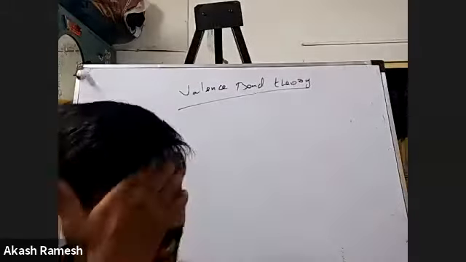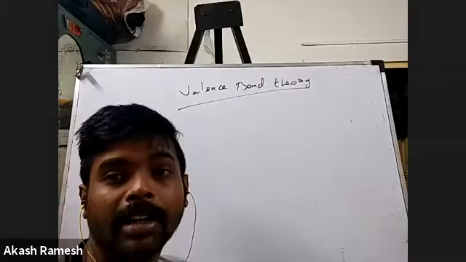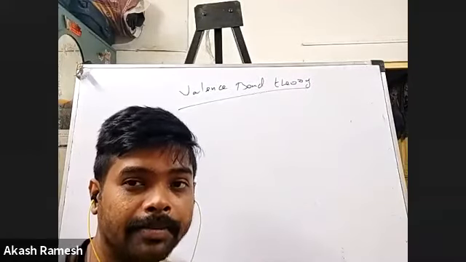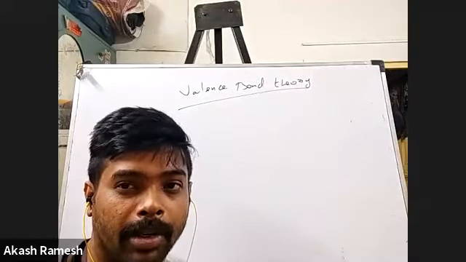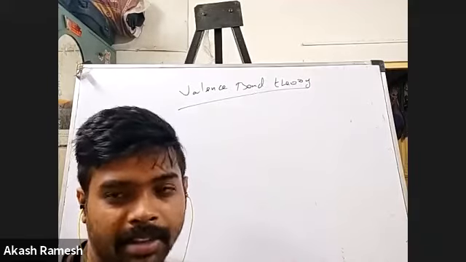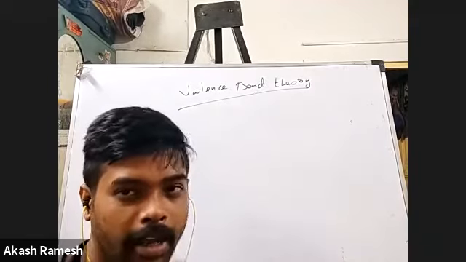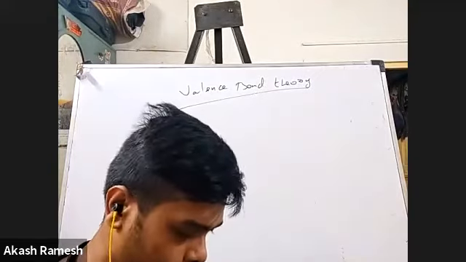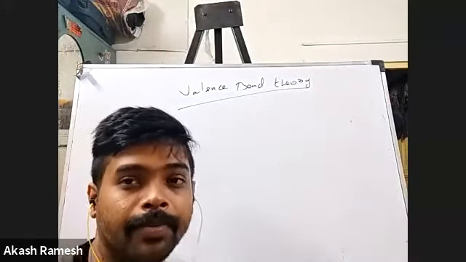For Lewis theory, you have to say that the valence electrons in the atom will make sure the covalent bond is getting formed in order to get their octet or duplet satisfied. That's it. Lewis theory just says that. I'll give you a proper definition. Take it down first, and then we'll go for VBT.